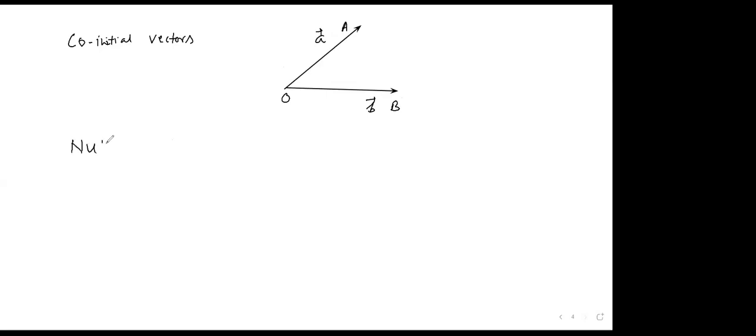Null or zero vector: the vector which has magnitude 0. Now we will talk about the magnitude of a vector. The zero vector is represented like this. So the magnitude equals 0.